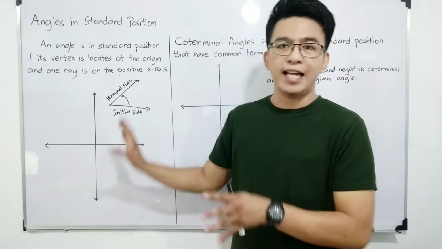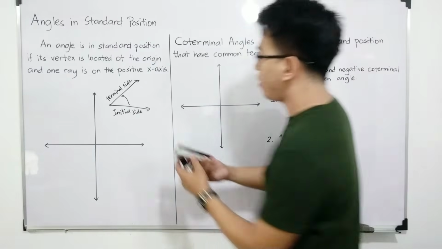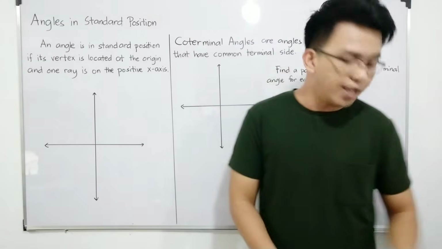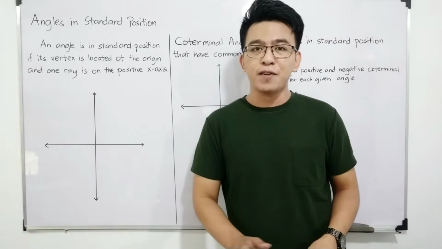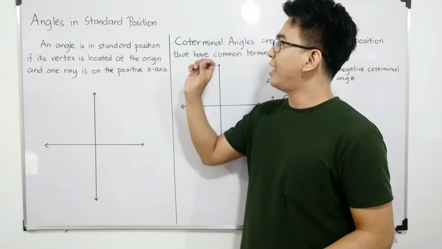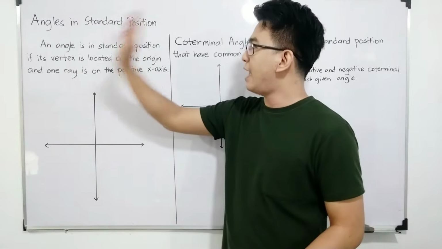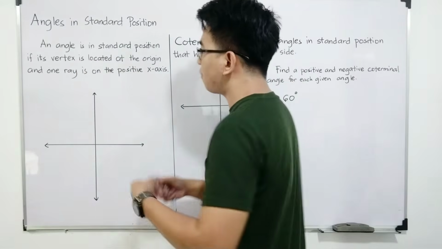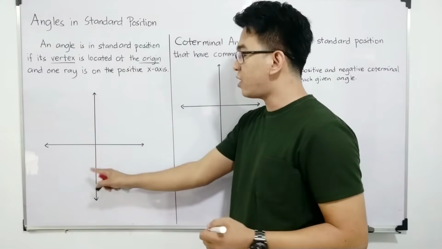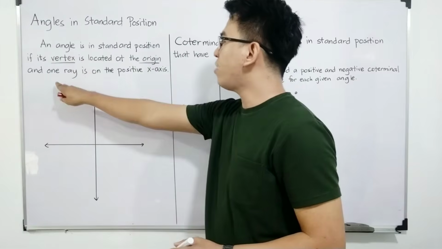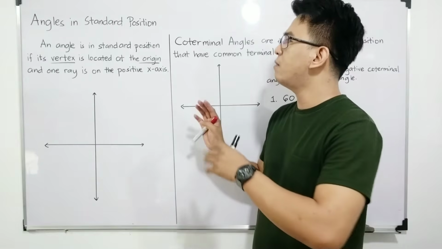What if yung context nito ay ilagay natin sa isang Cartesian plane since we are dealing with the unit circle? So, I will erase this one para makita niyo yung konsepto ng angles in standard position. Pero syempre, nakalimutan ko pala, before yon, let us define first what is angle in standard position. An angle is in standard position if its vertex is located at the origin, meaning sa mismong center ng ating Cartesian plane, and one ray is on the positive x-axis. Sir, paano po yan? Ano po ibig sabihin ng mismong definition na yan?